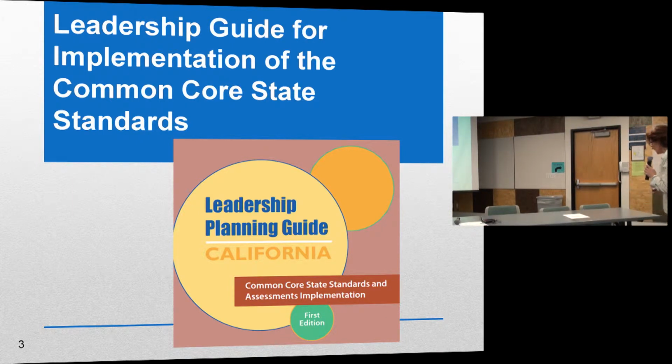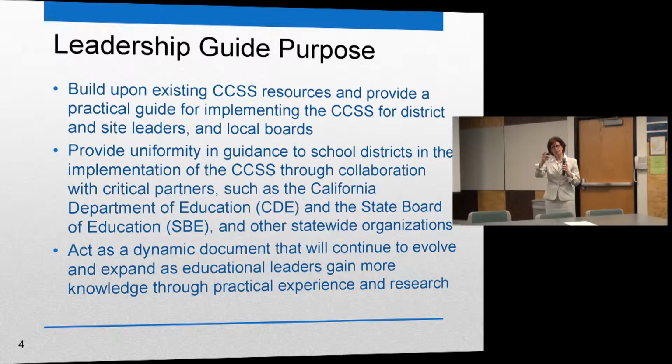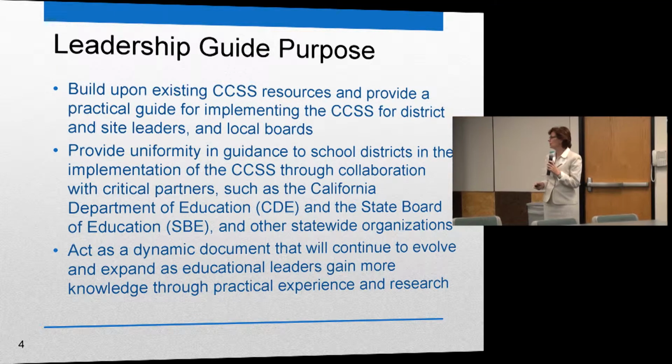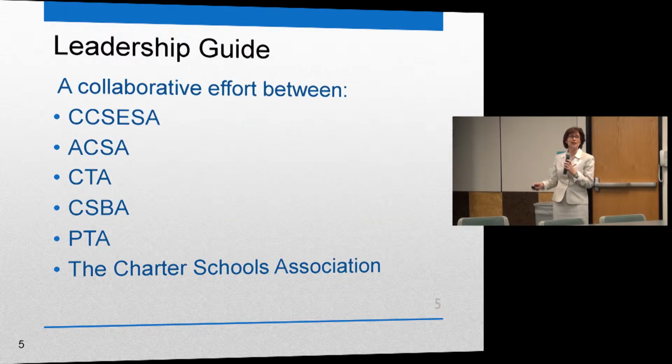This one, though, is a leadership planning guide. I love this document. It's very well structured. It starts out first setting the stage for the critical nature of leadership and the direction that leadership needs to go to with us, the key players, and the collaboration across the state in terms of those key players. You recognize all those acronyms.